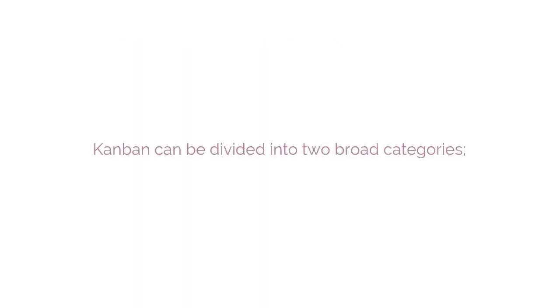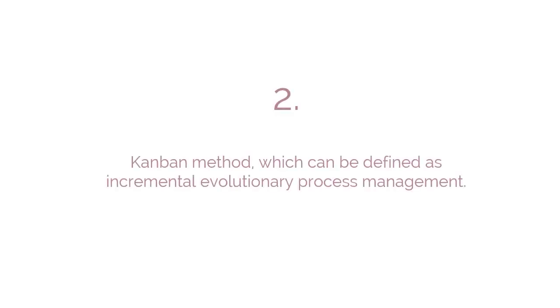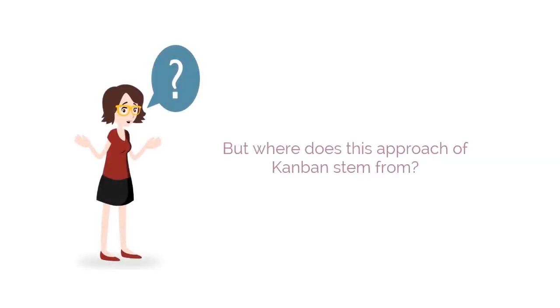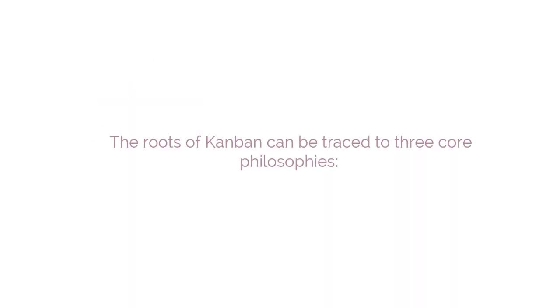Kanban can be divided into two broad categories. That is, Kanban as a visual management process and the Kanban method, which can be defined as incremental evolutionary process management. But where does this approach of Kanban stem from? The roots of Kanban can be traced to three core philosophies.